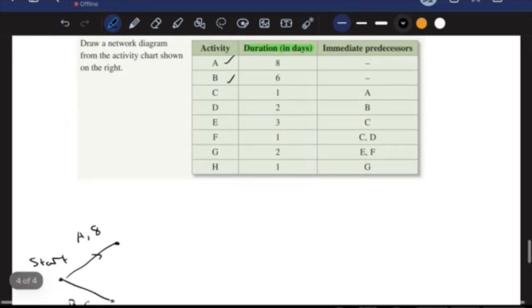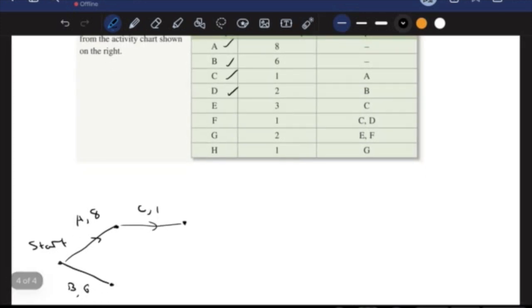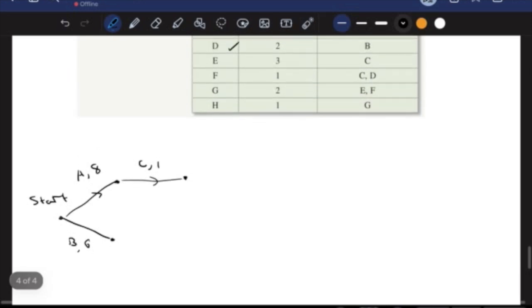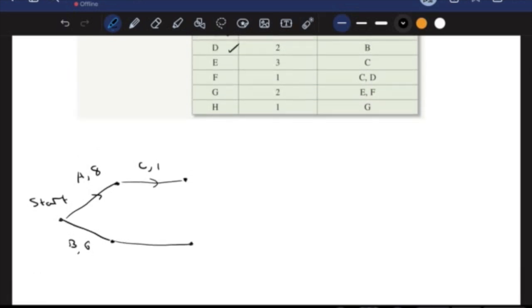Moving on, C has an immediate predecessor of A. So that is going to go from A. It's going to follow on from A. We've completed this activity now. We can put a vertex. D has an immediate predecessor of B. So it's kind of starting to look similar to our last network diagram. I'm going to write D and 2. Now, as I said before, you don't have to make it look exactly like what I've done. If you've paused the video and had to go on your own, then you may get something looking slightly different, but as long as you're connecting the correct vertices, then you are going to be okay.